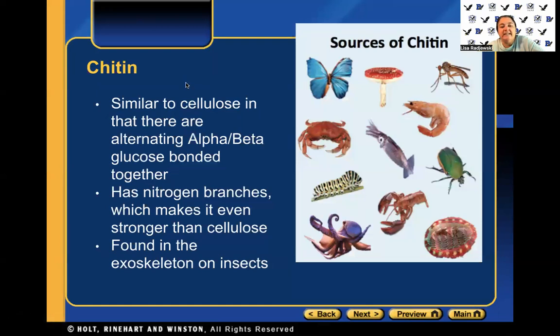Our last one is called chitin, and I have a picture here of different organisms that you would find chitin in. It is similar to cellulose in that there are alternating alpha, beta glucoses bonded together, but the difference between chitin and cellulose is there is a nitrogen compound connected to it. That nitrogen compound makes it much stronger than cellulose. Cellulose is really strong in a plant cell. Chitin is even stronger. And you would find chitin in the exoskeleton of insects. So when you step on a bug and you hear that crunch sound, that is chitin. That is the exoskeleton. That's what it's made of.